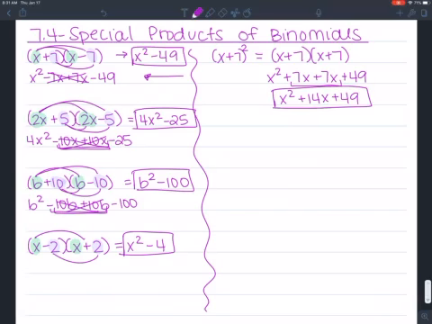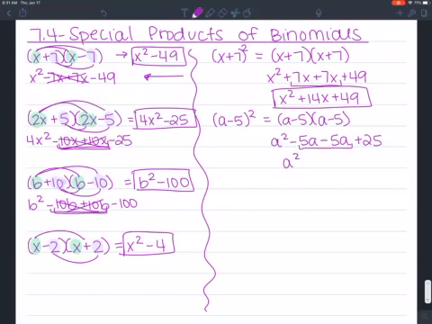Okay, let's try it again. So let's say we have a minus 5 quantity squared. Well, I have a minus 5 times a minus 5. So we get a squared minus 5a minus 5a, and then plus 25. Okay, so that's a squared. We have two of the same. So I'm essentially doubling each one.